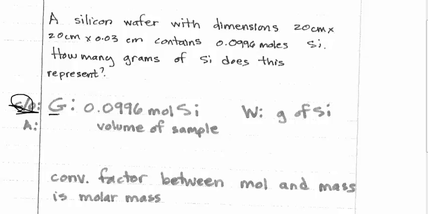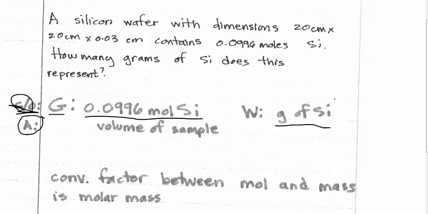I always like to write out what information we're given. We're given the moles of silicon, and we're also given enough information to actually calculate the volume of the sample. And what we want is grams of silicon. So the next step after collecting and organizing our data is to analyze our data.